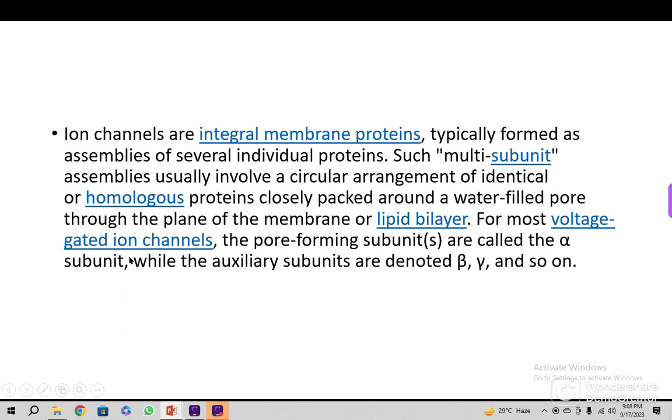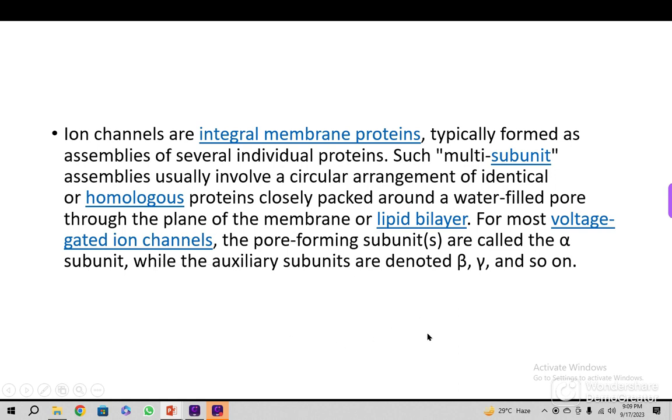For most voltage-gated ion channels, the pore-forming subunit is called the alpha subunit, while the auxiliary subunits are denoted beta, gamma, and so on. So there are a lot of subunits in one channel to describe it.